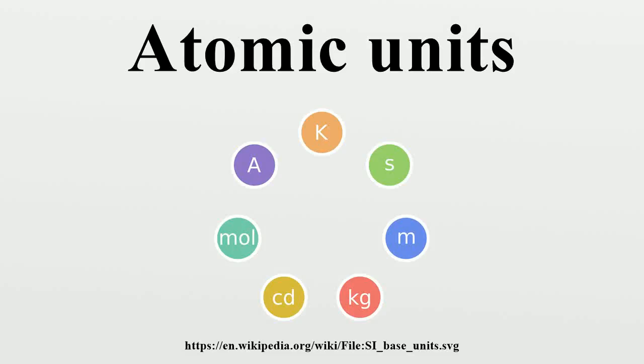Atomic units form a system of natural units which is especially convenient for atomic physics calculations. There are two different kinds of atomic units, Hartree atomic units and Rydberg atomic units, which differ in the choice of the unit of mass and charge.